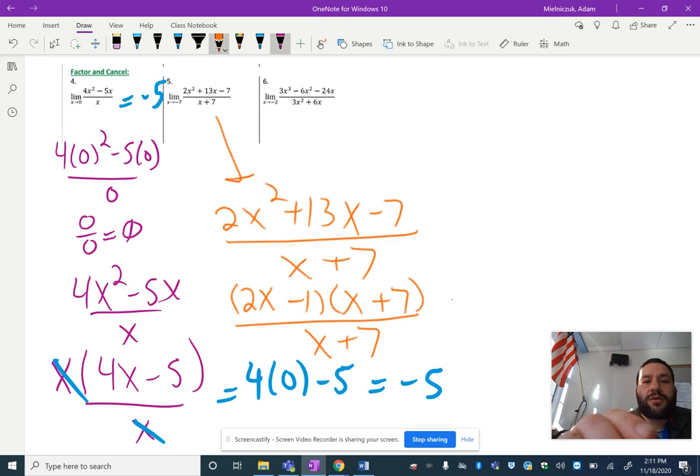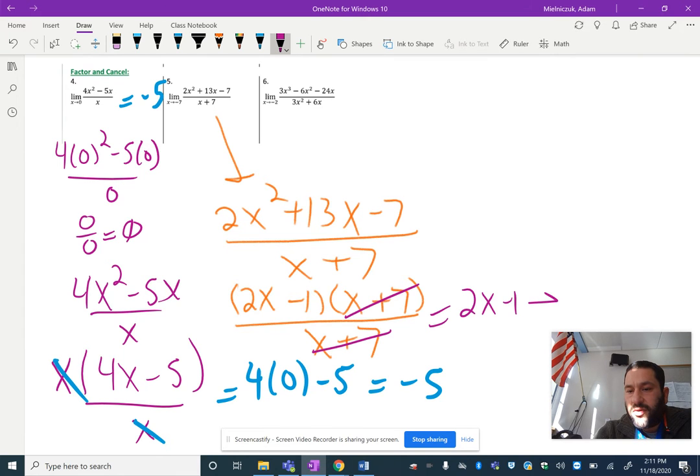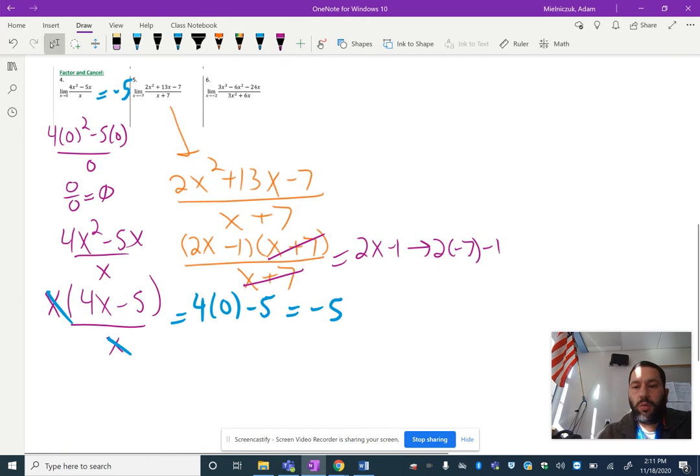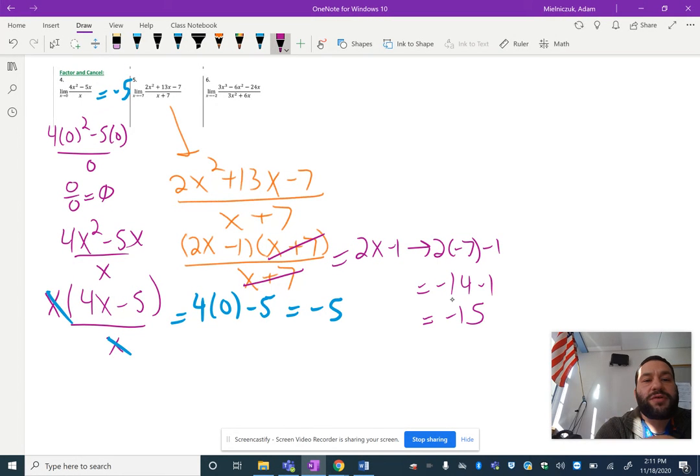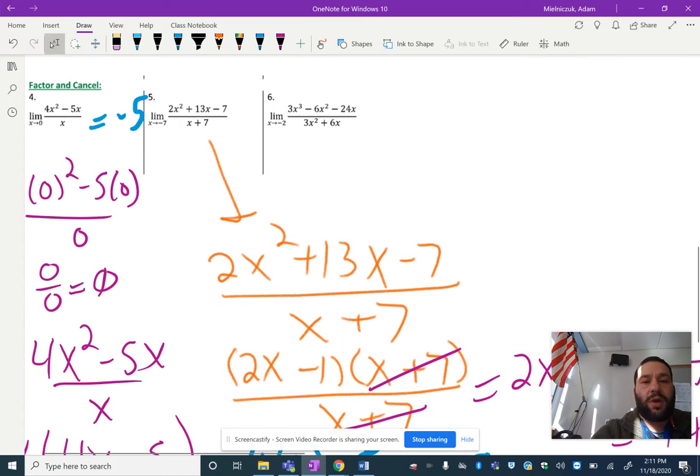All right, so now I see my x plus 7s cancel out. So to find my limit, it's just 2x minus 1. X is negative 7, so this is going to turn to 2 times negative 7 minus 1, which is negative 14 minus 1. So my limit for this question is negative 15. It approaches negative 15 when we approach negative 7.